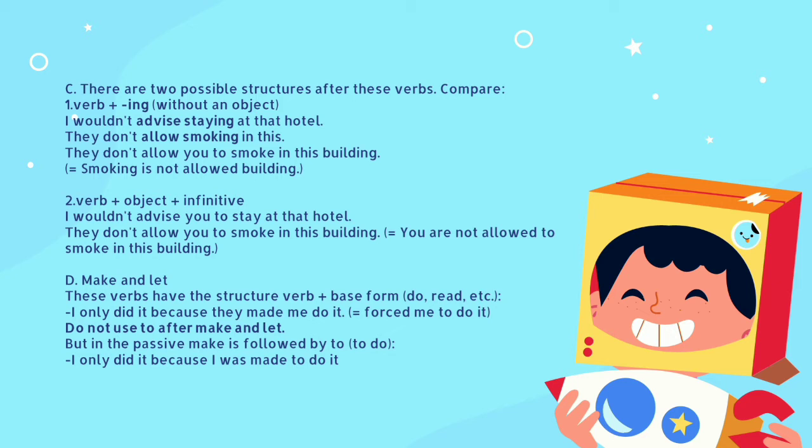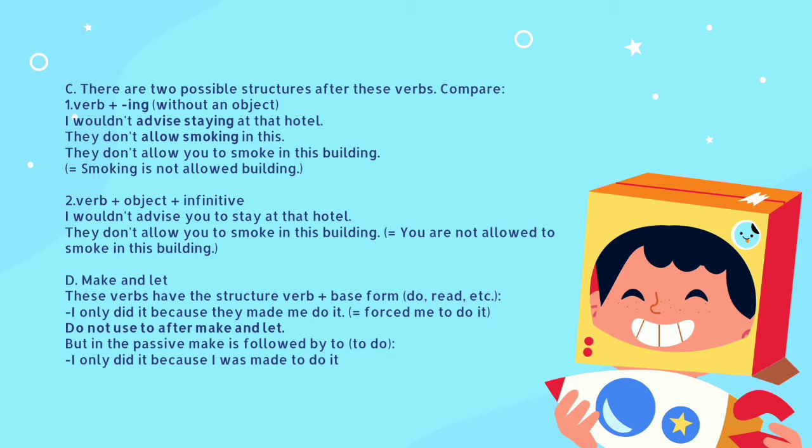Okay, next, C. There are two possible structures after this verb. Compare. The first, verb plus -ing without an object. Example, I will not advise staying at that hotel. They don't allow smoking in this building. The second, verb plus object plus infinitive. Example, I will not advise you to stay at that hotel. They don't allow you to smoke in this building.